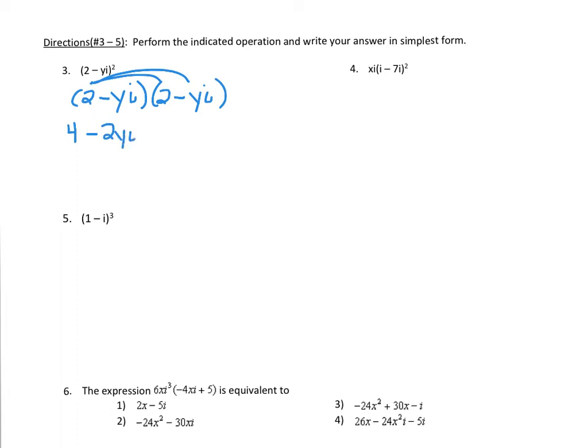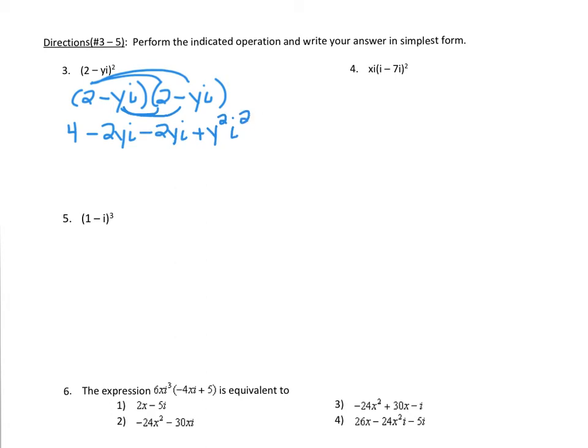Okay, you always put the i at the end of the expression. I know we usually put things alphabetically, but this is representing, not a variable, but the imaginary component. So we always put the i at the end. Okay, and then negative yi times 2 would be another negative 2yi. And then negative yi times negative yi would be positive. Well, y times y is y squared. And then i times i is i squared. So that's what we have so far.